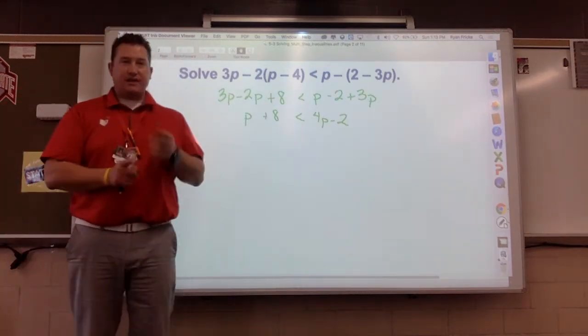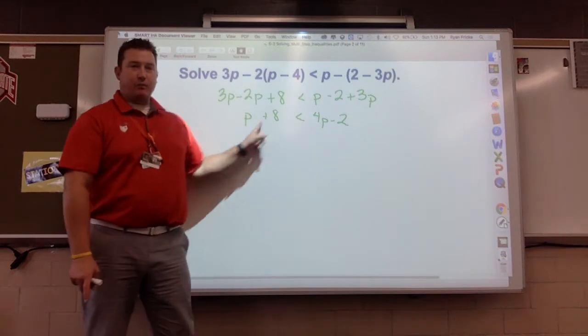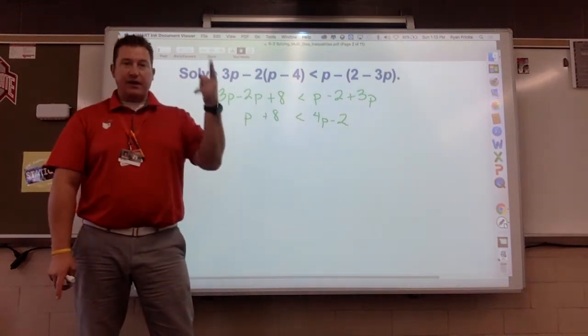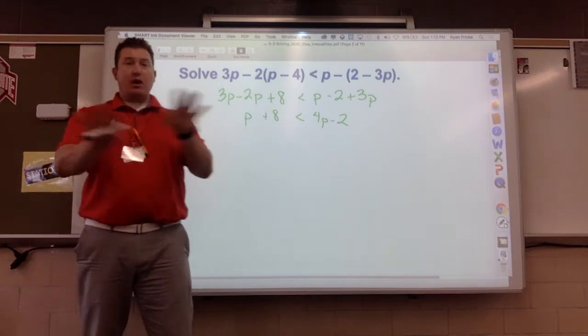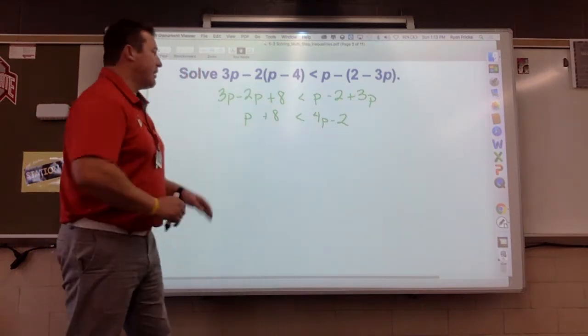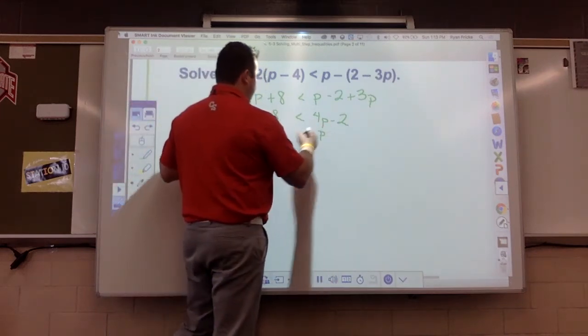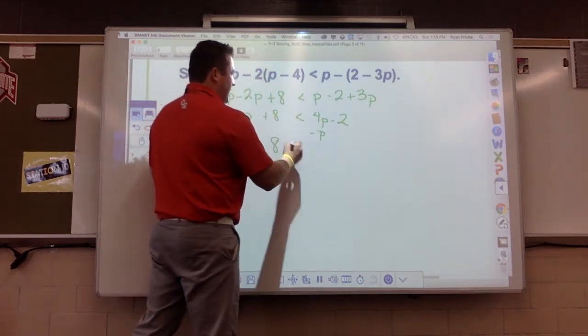But think about what's going to happen. If I subtract 4p over here, I'm going to get negative 3, right? Then we got that whole negative thing again. If you want to avoid that, be my guest, okay? Hey, I'm going to subtract p from both sides. Perfectly fine. I'm left with 8.